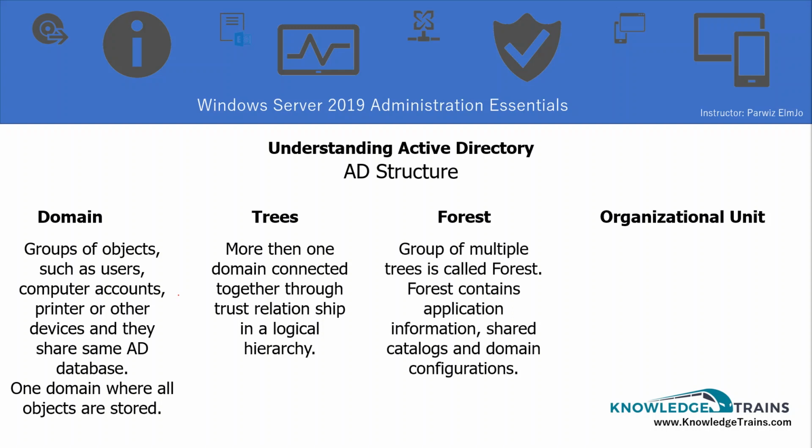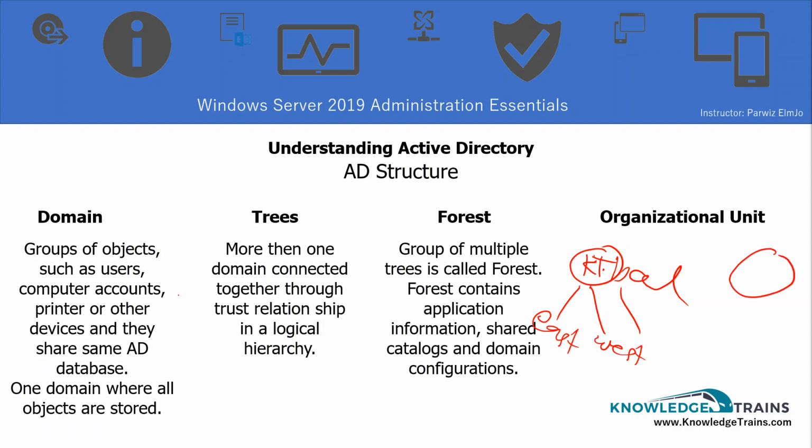Another thing that we have is forest. It is a group of multiple trees. So when you have a group of multiple trees, for example, let me draw this for you. You have kt.local here, and then you have its branches like east.kt.local, west.kt.local, and then in here you have another domain in another forest called bd.local, and in here you have east.bd.local, west.bd.local, and you are connecting them together.